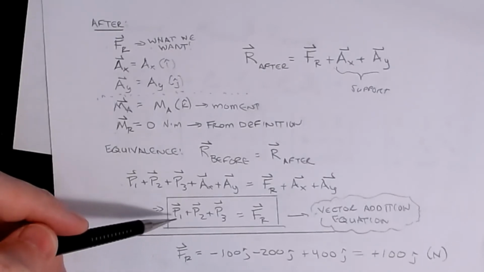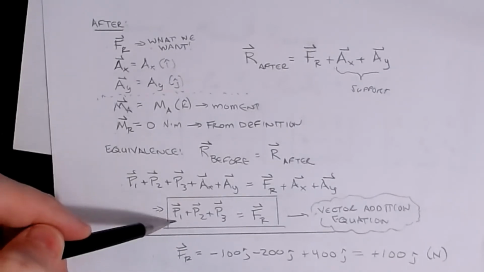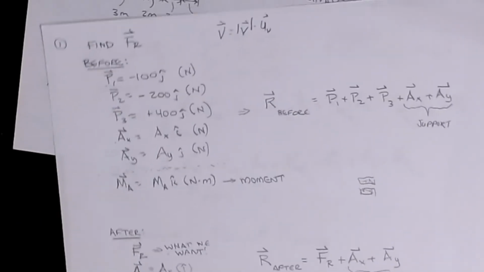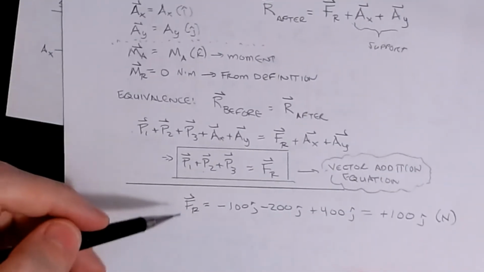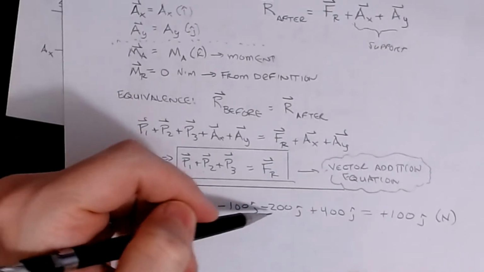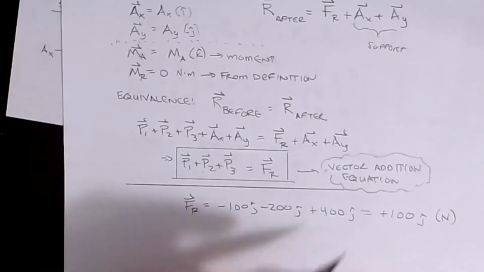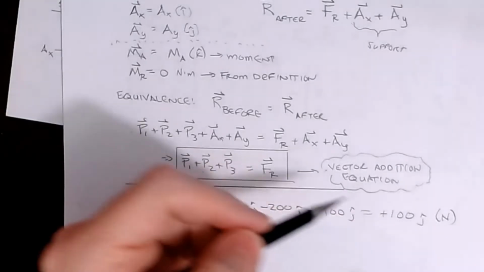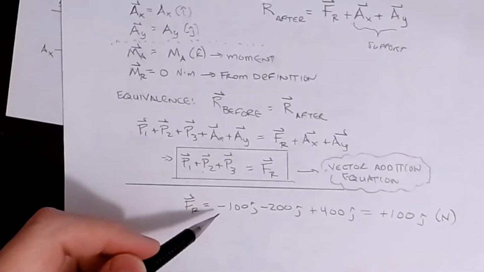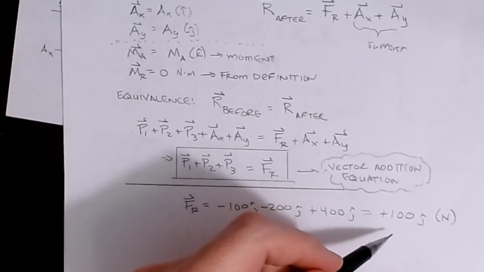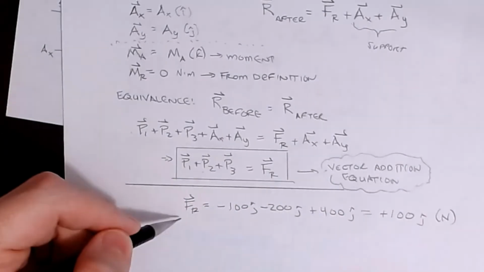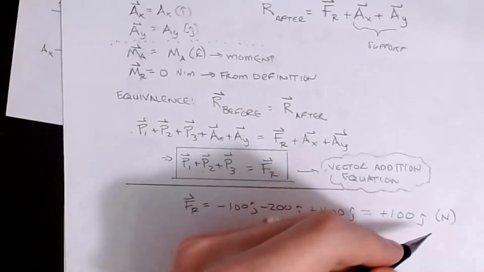So all I do is I can come in and say, all right, I know P1, P2, and P3. We had those up here. So we can now write our resultant equation: minus 100 J, minus 200 J, plus 400 J, all better be equal to what? If I do the math, minus 300 plus 400, that's a positive 100 J. So my resultant force vector is a plus 100 J vector.